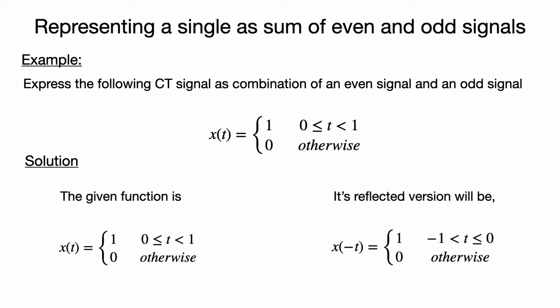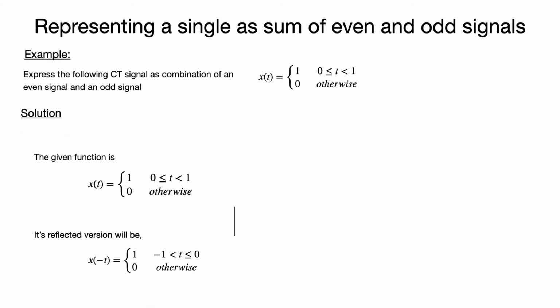So you remember, the reflected signal has -t, meaning that the values of t will be reflected, or will turn from positive to negative. So the original one is from 0 to 1, so the reflected one will be from -1 to 0, right? The values of t in the original one range from 0 to 1, while in the reflected one they will range from -1 to 0. Okay, clear? Now let us find out the even and odd components.